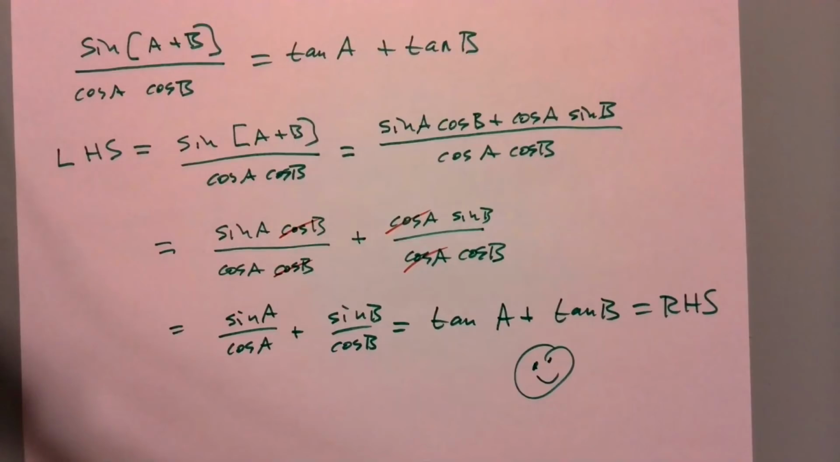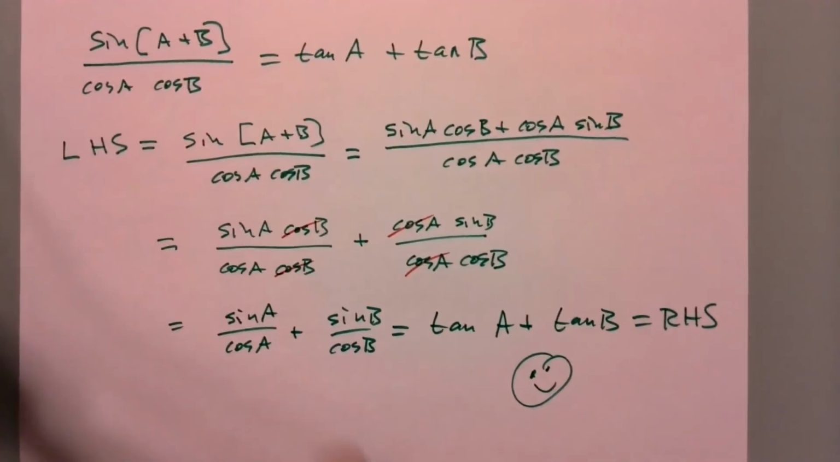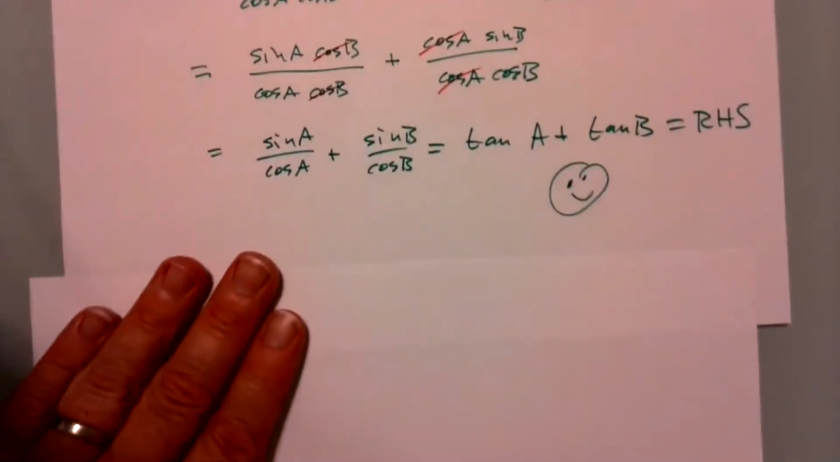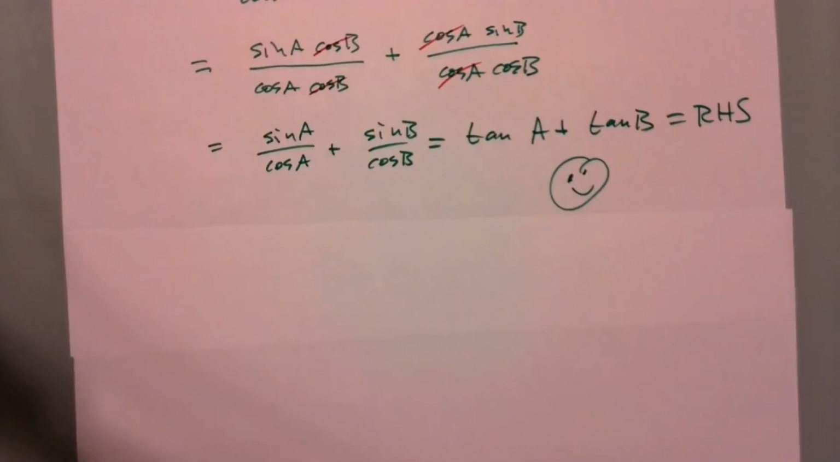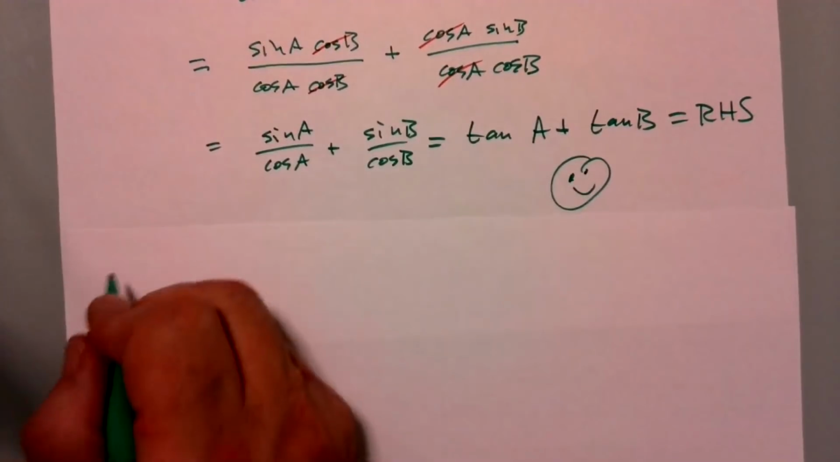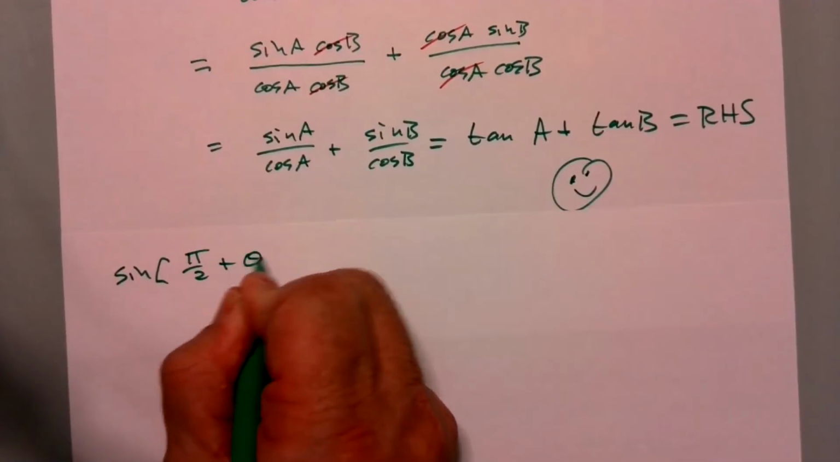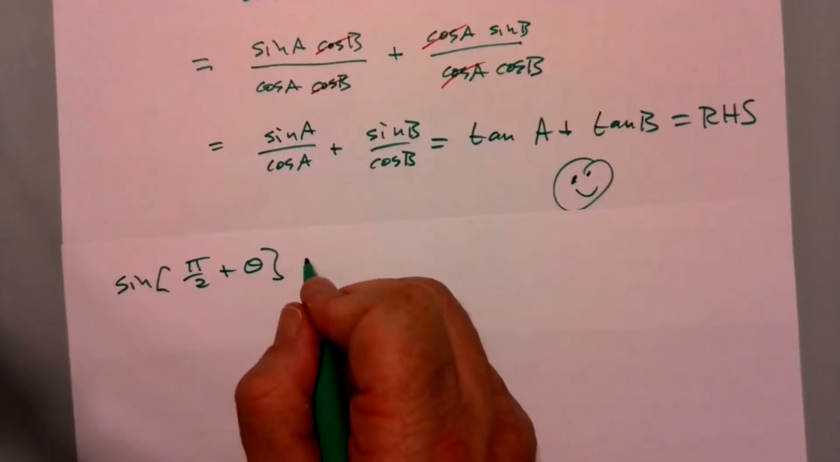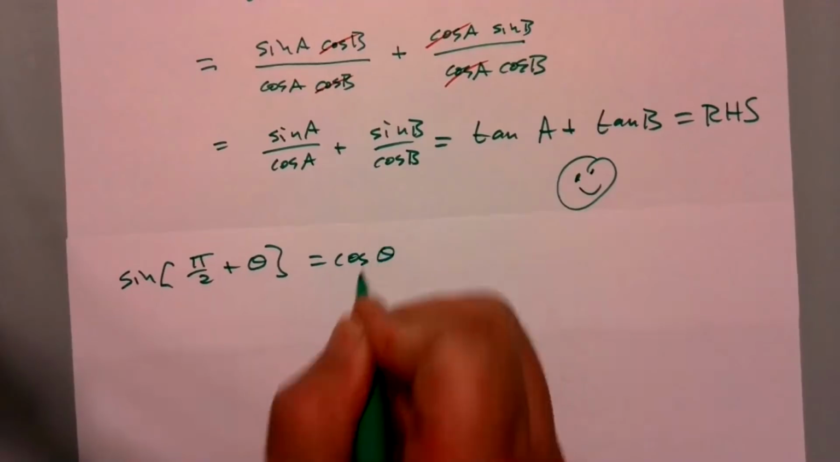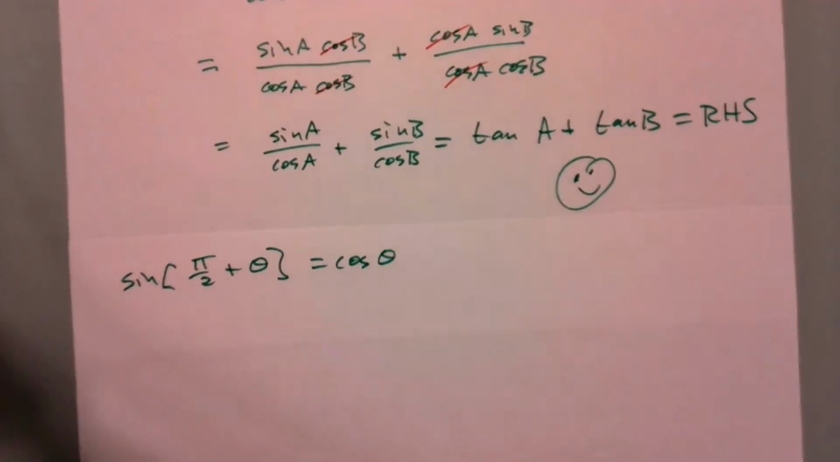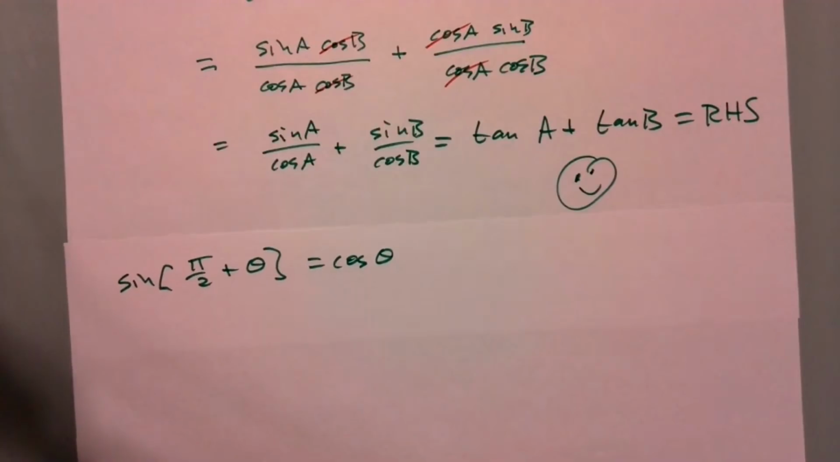So we have a sine of a sum. So I believe that also uses the same identity. So we can move this one up a bit. What I want to prove next is sine of pi over 2 plus theta equals cosine theta. So we are going to again start with the left-hand side.